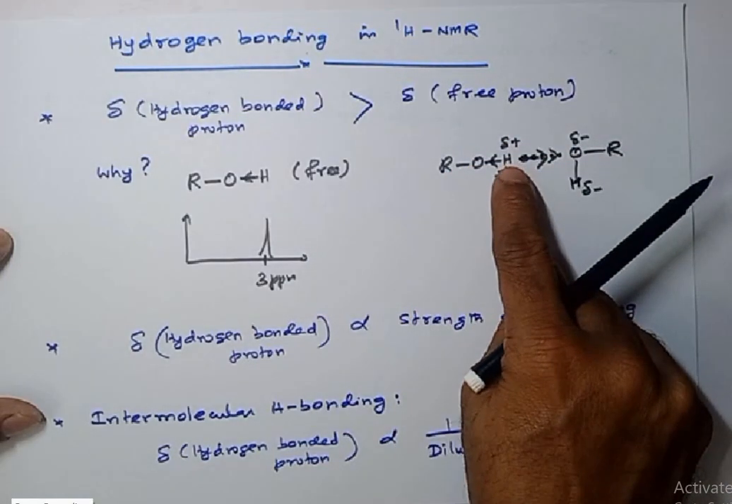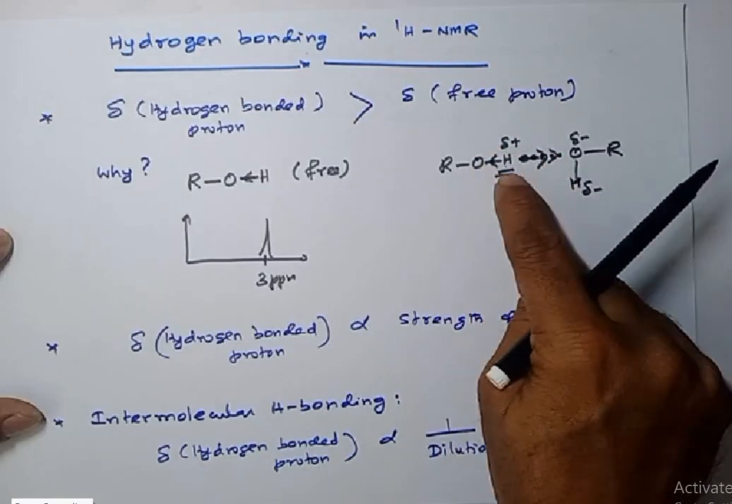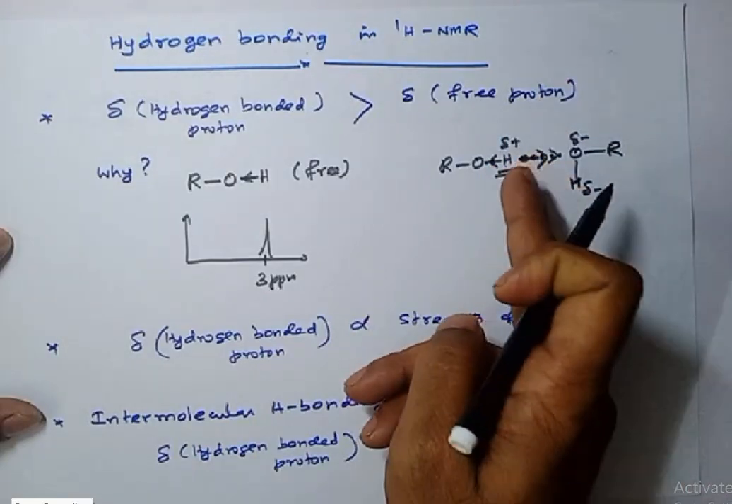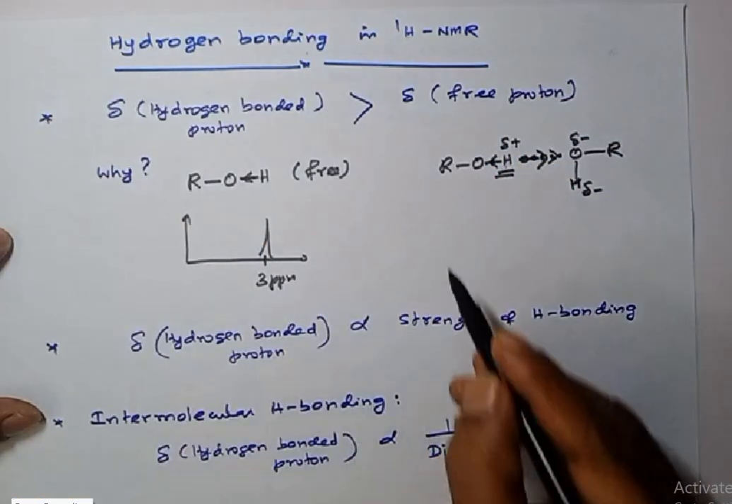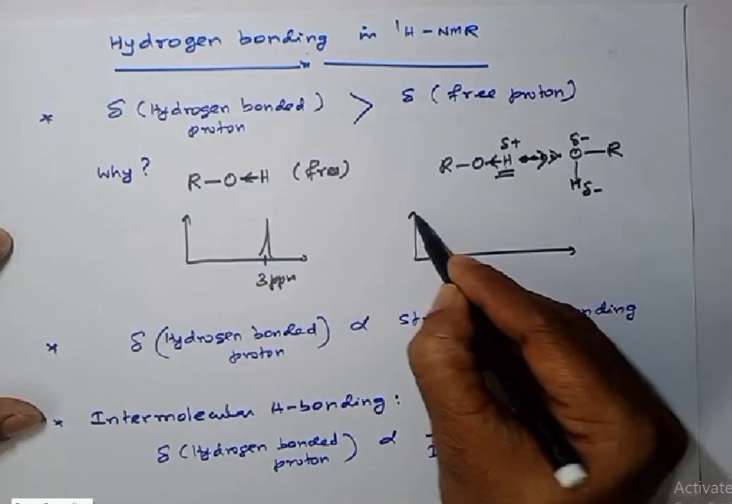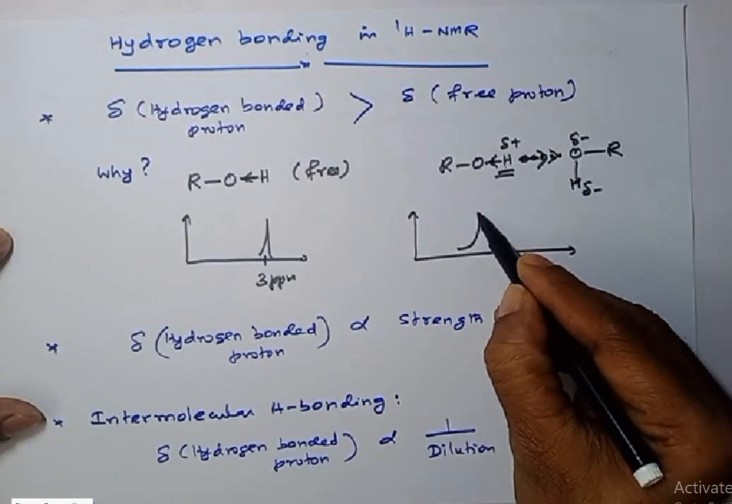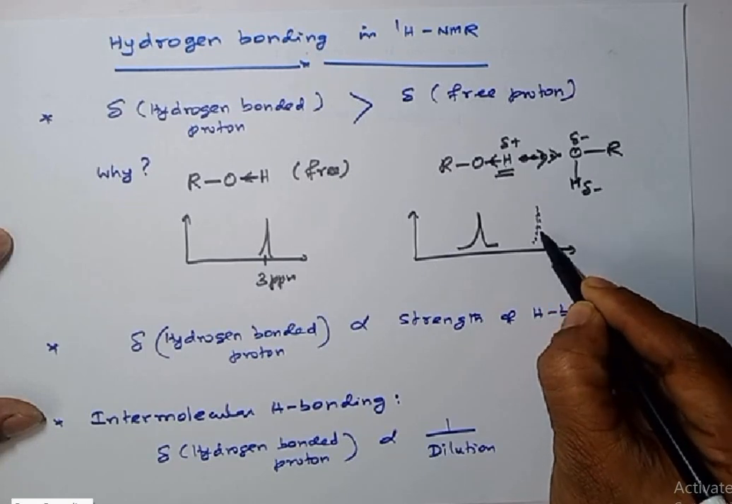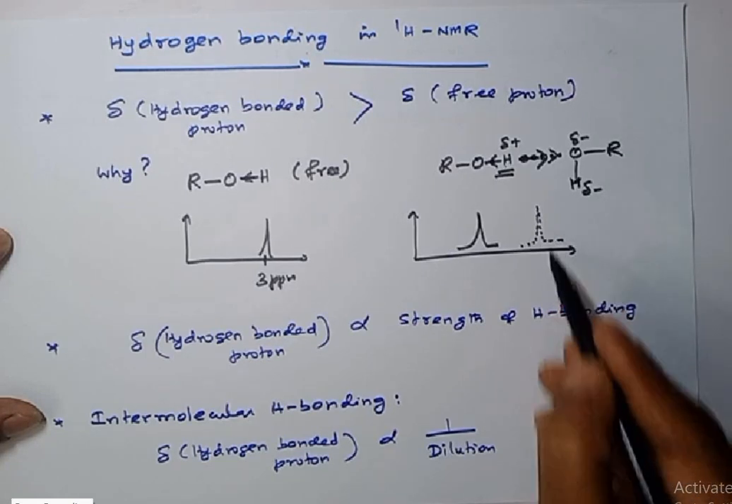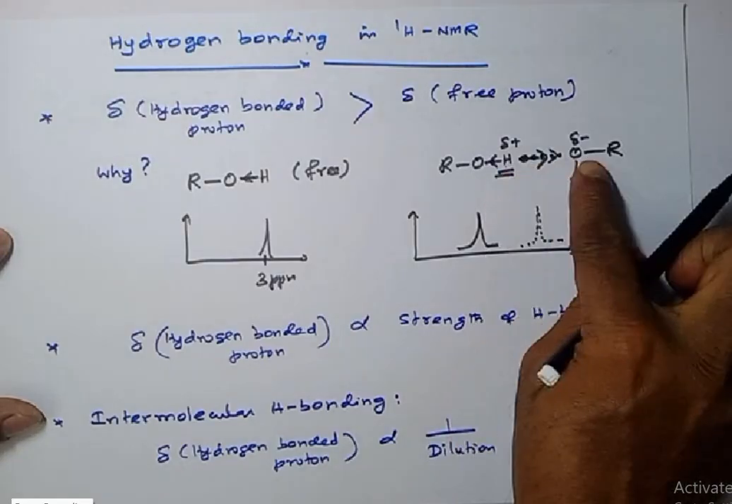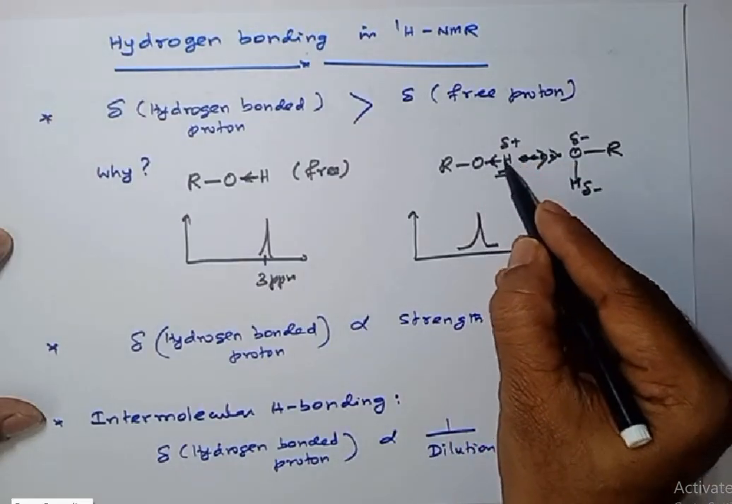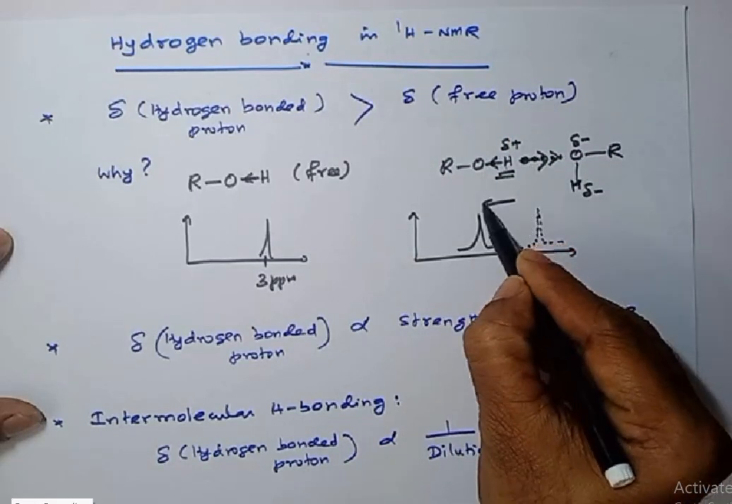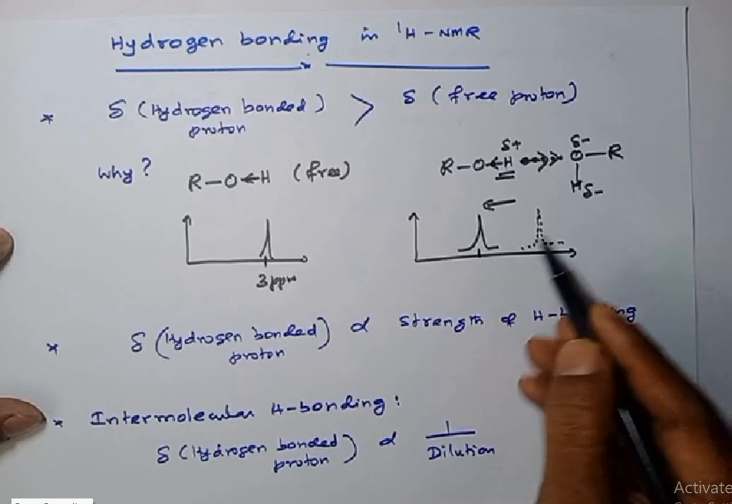Therefore, now the electron density around this hydrogen decreases. When electron density decreases, then the proton will appear in lower field. So what will happen? The hydrogen bonded proton will appear... Okay, so see, this is the initial position. If it is free alcohol, it should be here. But now, due to hydrogen bonding, the electron density on hydrogen decreases. Therefore, the proton will appear in low field. In low field. Okay, low field.